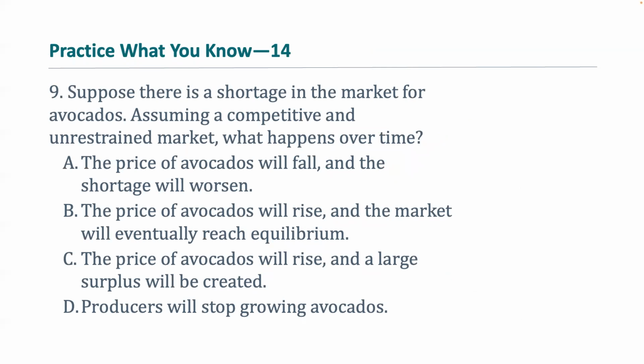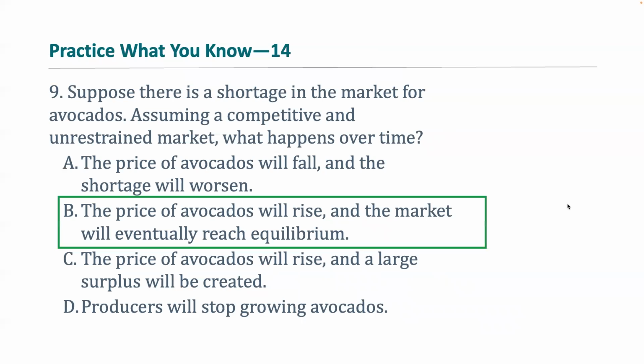Let's look at a practice what you know. Suppose there's a shortage in the market for avocados, and we're assuming a competitive and unrestrained market. What's going to happen over time if there's a shortage for avocados? Over time, the price of avocados is going to rise and the market will eventually reach equilibrium.